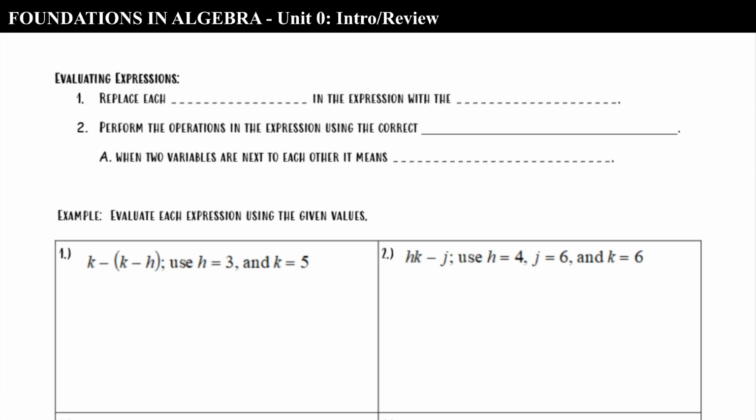Okay, so now in evaluating expressions, we're going to replace each variable. A variable is a letter that takes the place of a number until we know what it is. So we're going to replace each variable with the value that we are given for that variable. Then we are going to perform the operations using the correct order of operations.